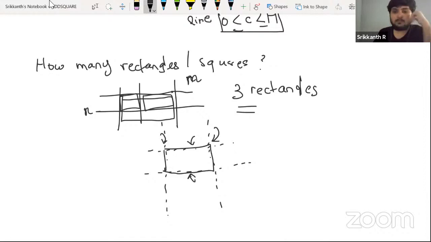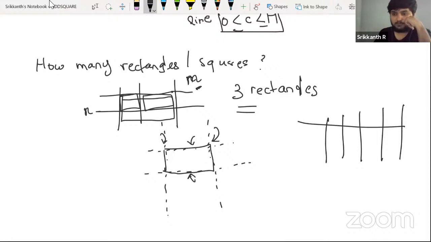And the two vertical lines must be among the m vertical lines that we had, and the two horizontal lines must be among the n horizontal lines that we had. Right, and let's think about it the other way. If we choose any two vertical lines and any two horizontal lines, they will create a rectangle. So, for example, we have something like this.